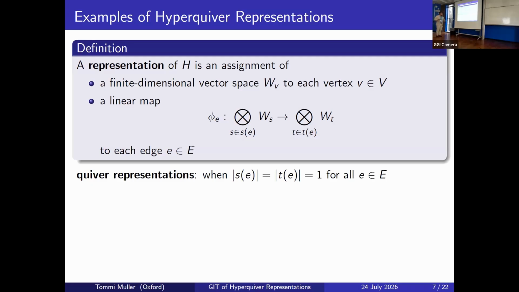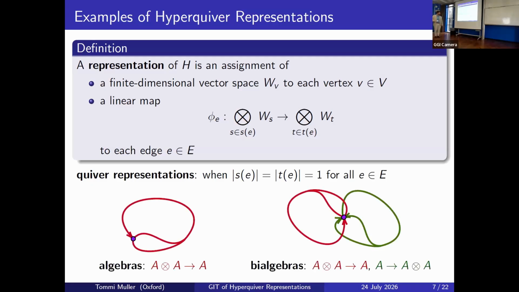We have a lot of other objects that are encoded by hyperquiver representations. So this was a hyperquiver we saw on the first slide. One vertex and two copies of it as the source, and then the same vertex as the target. A representation is basically encoding an algebra. So if A is the vector space on this vertex, the multiplication map of the algebra is given by the edge.